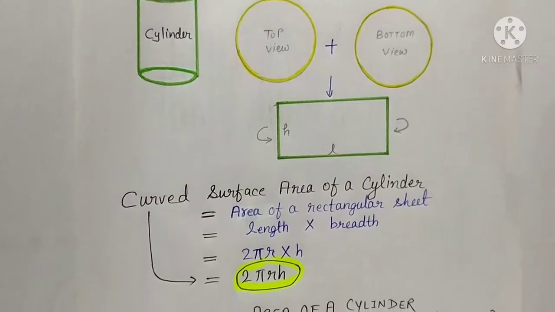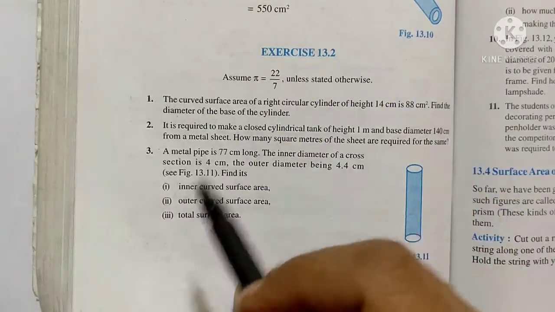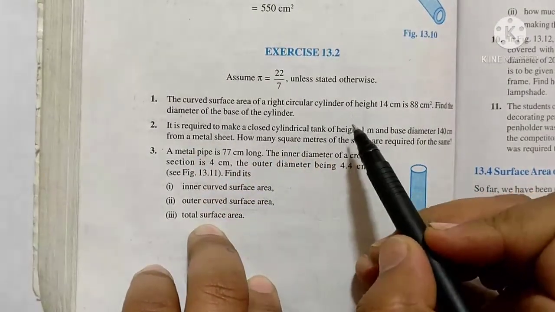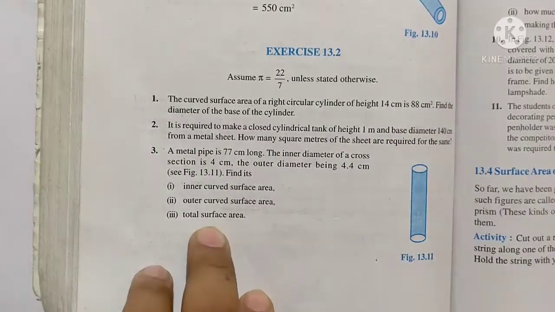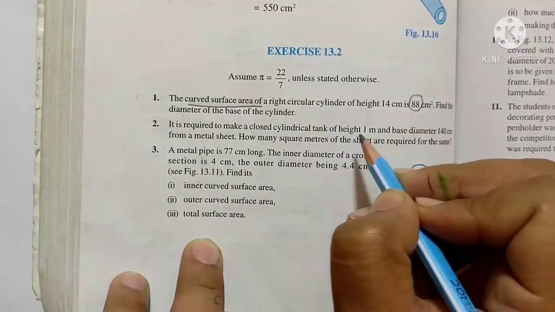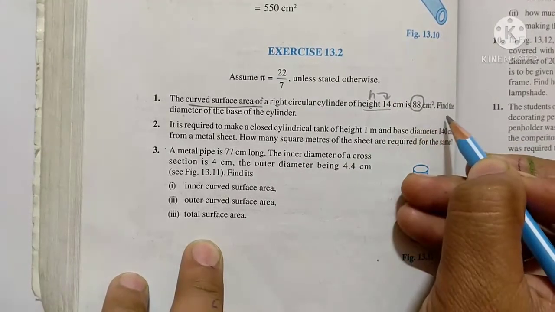Now we can move towards the questions given in the NCERT book. In exercise 13.2, the first question: the curved surface area of a right circular cylinder of height 14 cm is 88 cm square. It means the curved surface area is given as 88 cm square, and the height h is given as 14 cm. Now what do we have to find out?